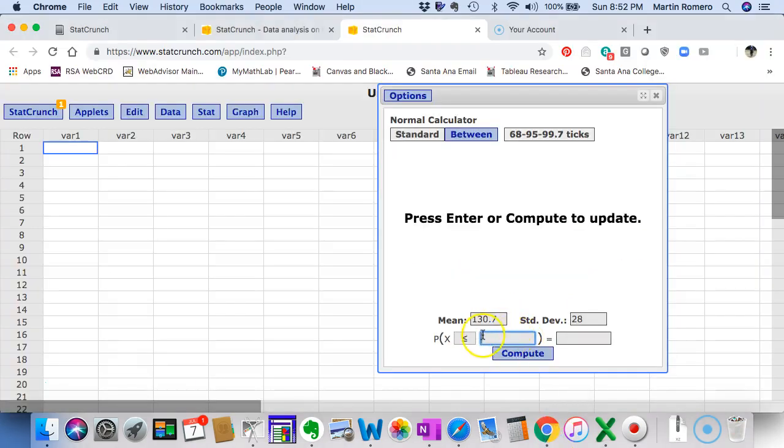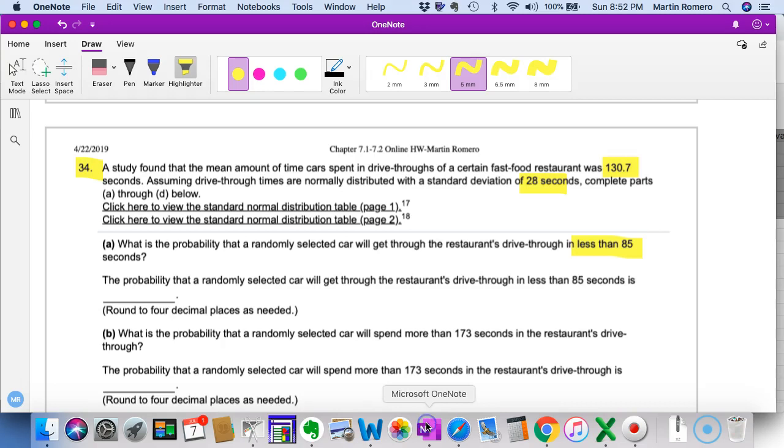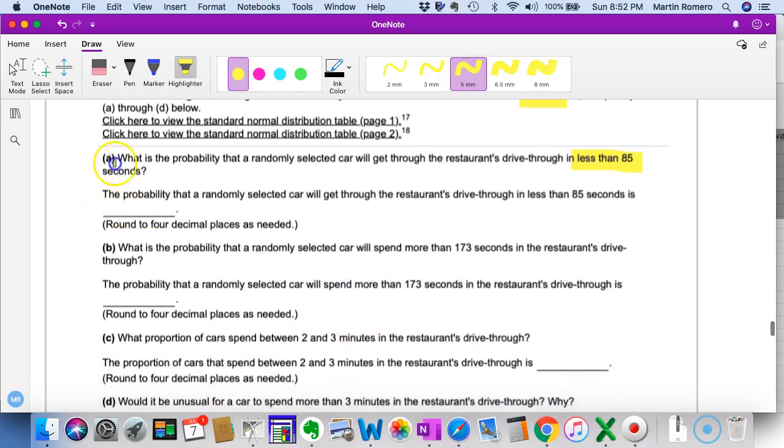Normal calculator, put 85 here, the less than. This is the normal calculator again, those tick marks, and so when you compute that, it looks like around 5% of the cars would spend less than 85 seconds. Remember, the mean is 130.7, and the standard deviation is 28. And so you can see how the values would be distributed there. So that's A done.